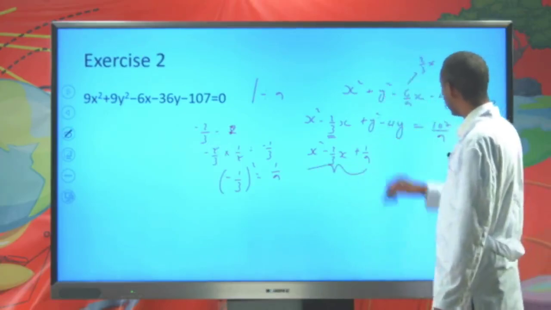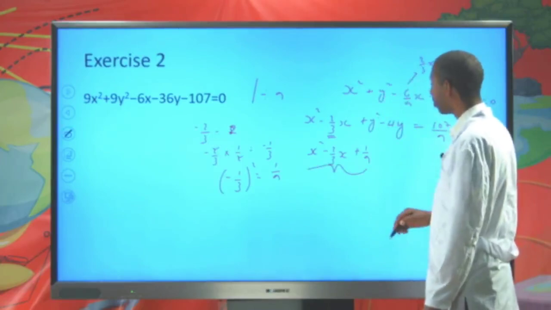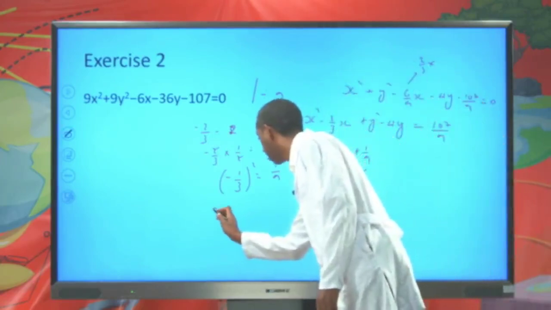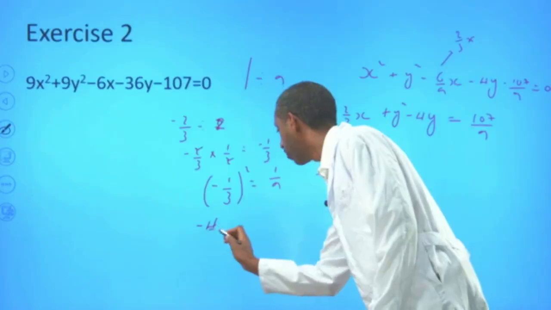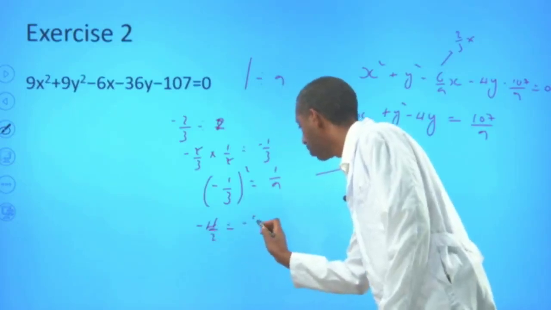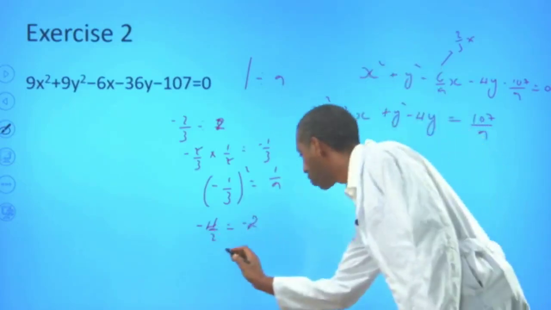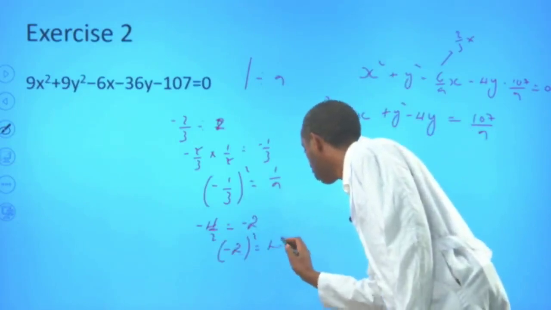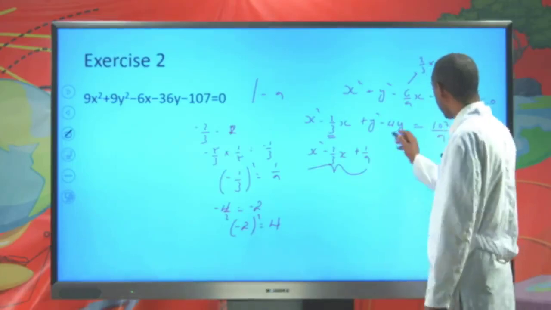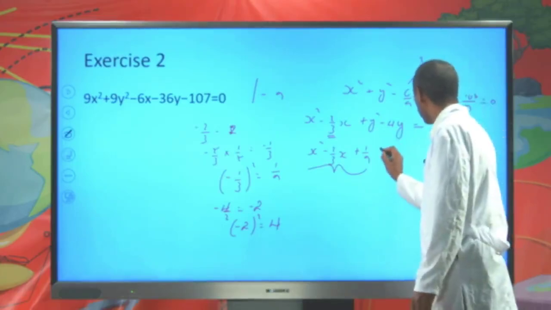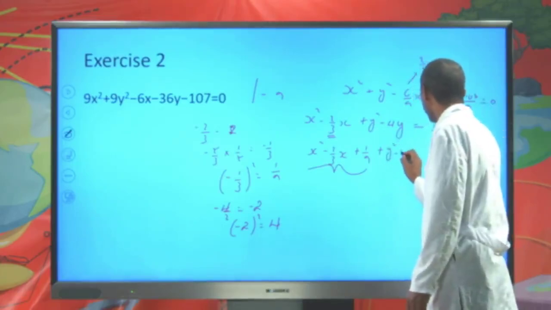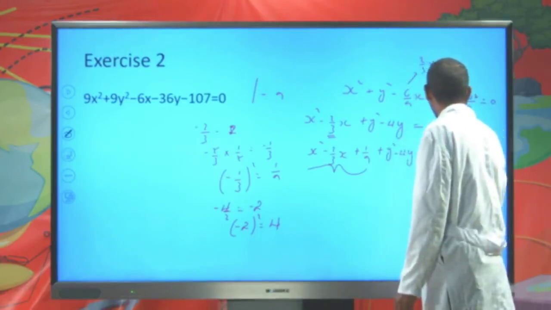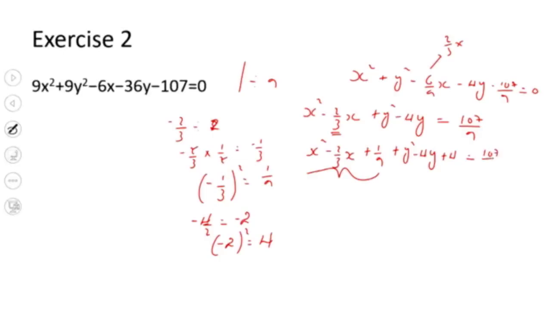And again, let's divide minus 4 by 2. I am still using the completing the square method for y. Minus 4 divided by 2 gives you negative 2. Then square this. It gives you positive 4. Then this expression becomes plus y squared minus 4y plus 4 equals 107 over 9.